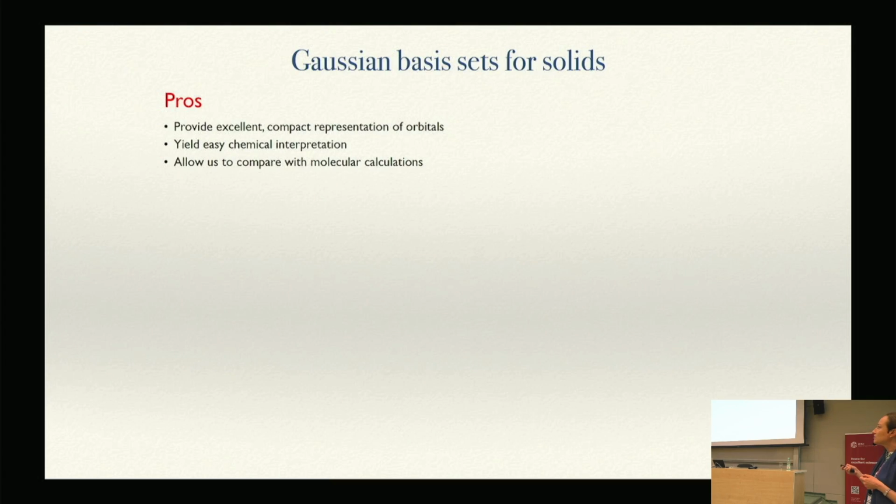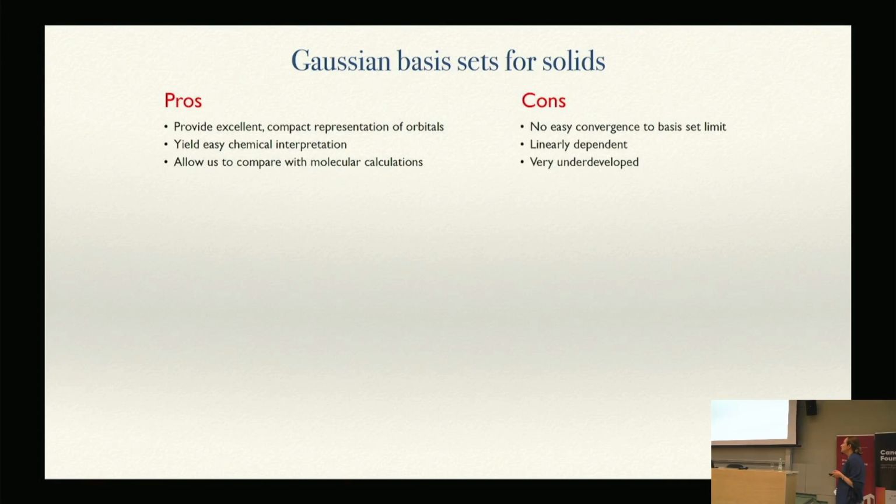And it also allows us to have the common machinery between molecular and basically solid calculations. The cons is that it's not easy to converge to the basis set limit. Like these Gaussian orbitals can get very linearly dependent in solids, and actually they are very undeveloped.